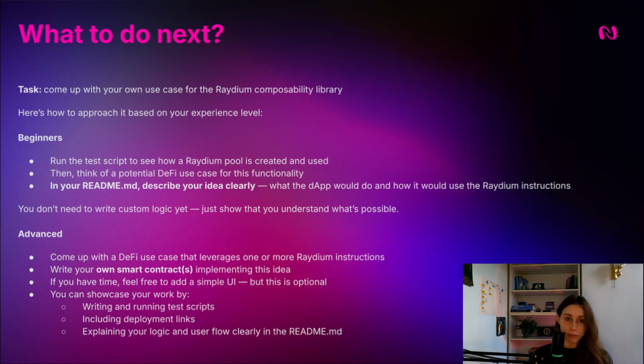But if you are an advanced coder, then you can not only come up with a DeFi use case that uses these Raydium instructions, but you can also write your own smart contracts implementing this idea. If you don't have time, you don't have to build a UI. This is totally optional. You can showcase your idea and your work by simply writing and running test scripts, and including the deployment links and the descriptions in the README file that you submit.